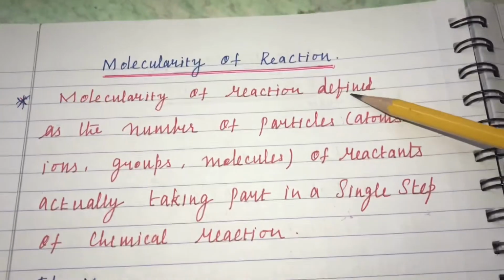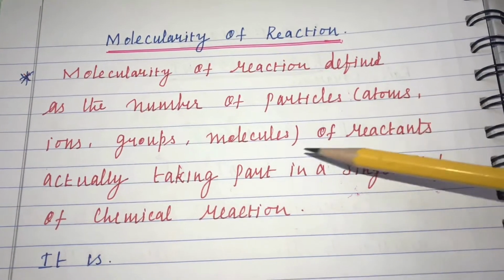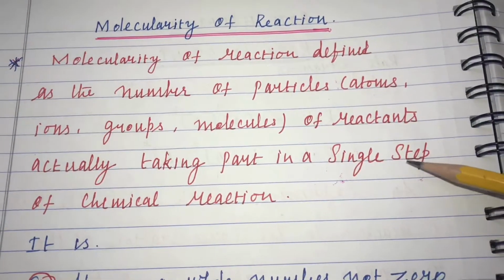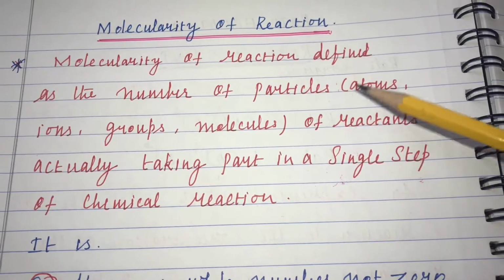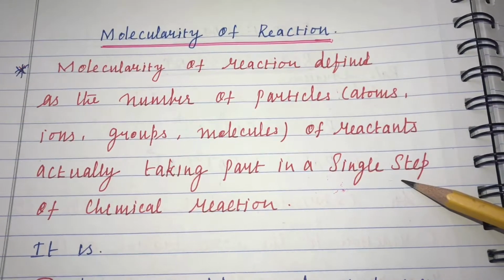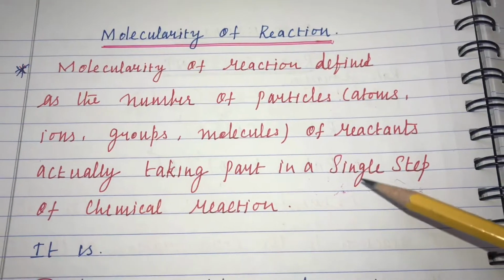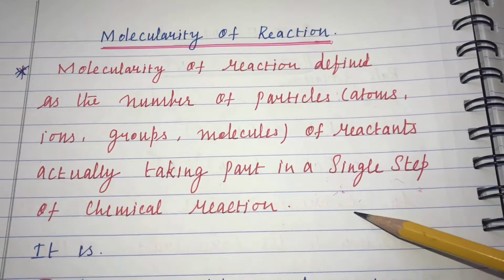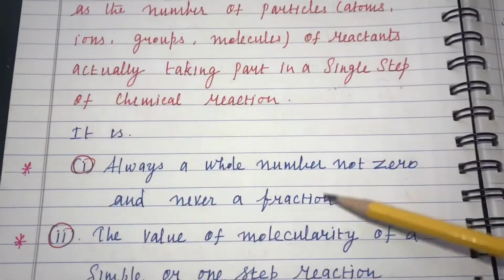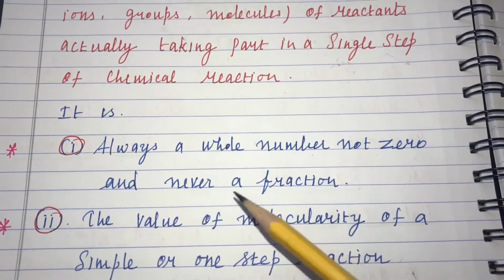Molecularity of a reaction. Molecularity of a reaction is defined as the number of particles, that is atoms, ions, groups or molecules of reactants, actually taking part in a single step of a chemical reaction. Here, it is the single step, that is the rate determining step of your chemical reaction. The number of molecules present in the rate determining step gives the molecularity of a chemical reaction.